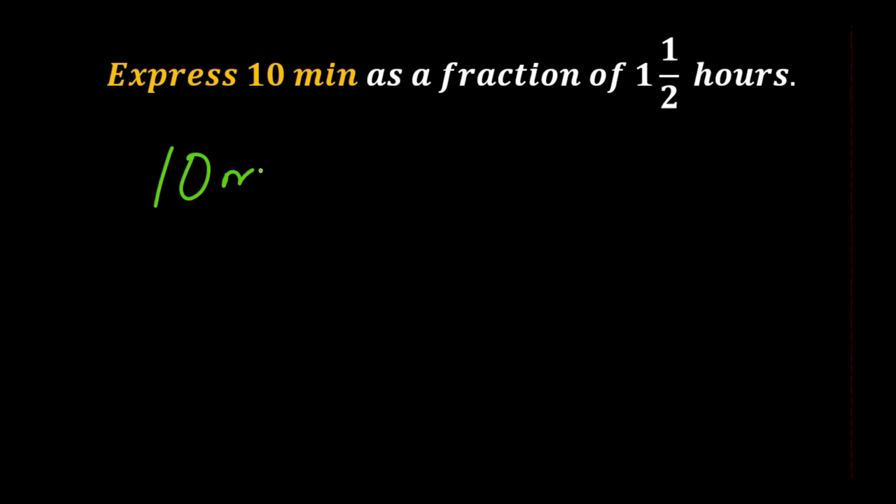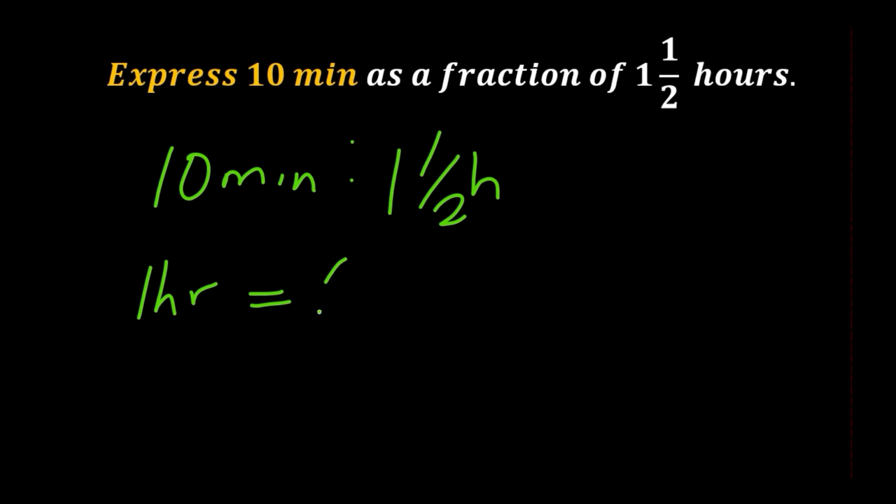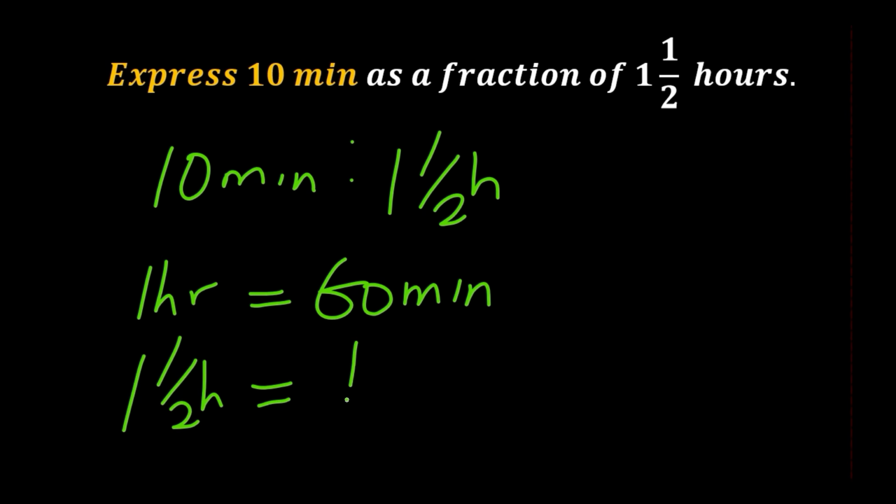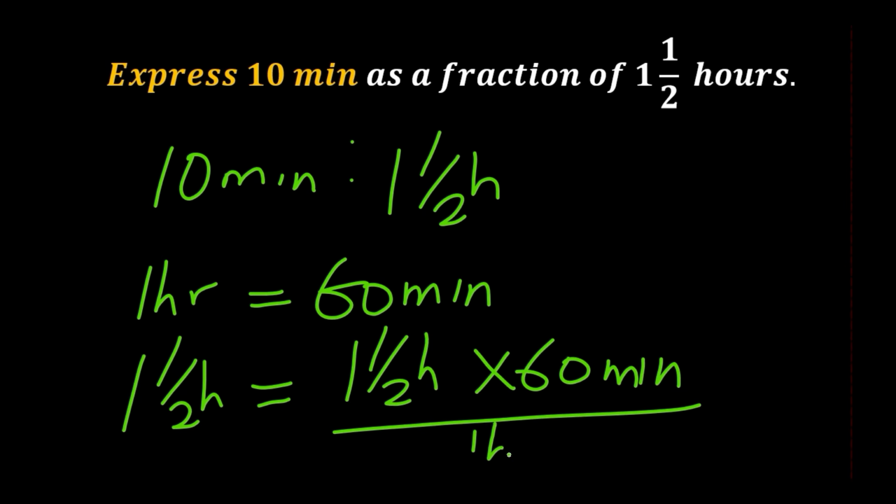10 minutes as a fraction of 1.5 hours. From the SI unit table for time, 1 hour is equal to 60 minutes. 1.5 hours will be equal to 1.5 hours times 60 minutes all over 1 hour. Simplifying, 1 hour divided by 1 hour will give us 1, and 1.5 hours divided by 1 hour will give us 1.5.